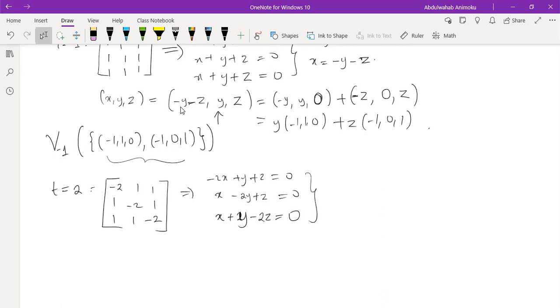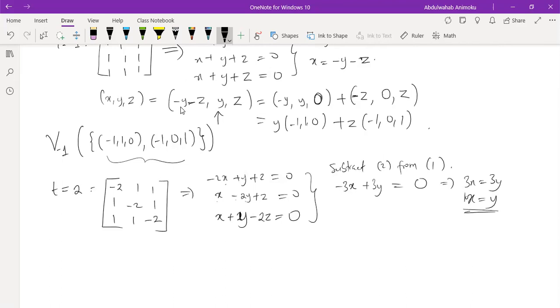Now, when we look at the first and second equation, we can basically subtract equation 2 from 1. When we do that, minus 2x minus x will give us minus 3x. Then we have y minus 2y, so that will be plus 3y. Then z minus z is 0, equal to 0 minus 0. So this implies that 3x is equal to 3y, which means x is equal to y. So we have x must be equal to y. Perfect.